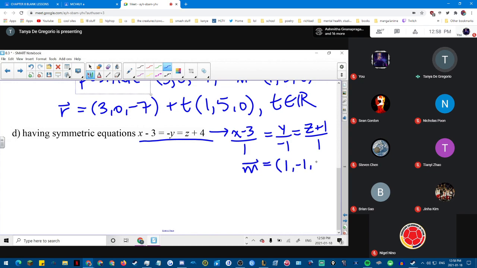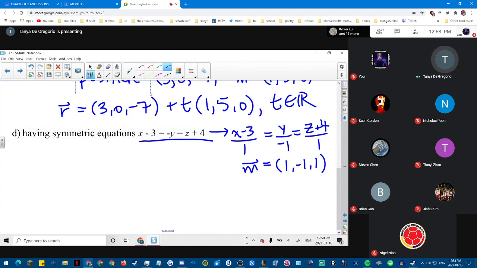1, -1, 1, yes? You're still with me? Yes. Okay, and what would my position vector be? Can you guys see it? What would the position vector be? 3, 0, -1. Careful. It's my fault. Do it again. 3, 0, -4. There you go.